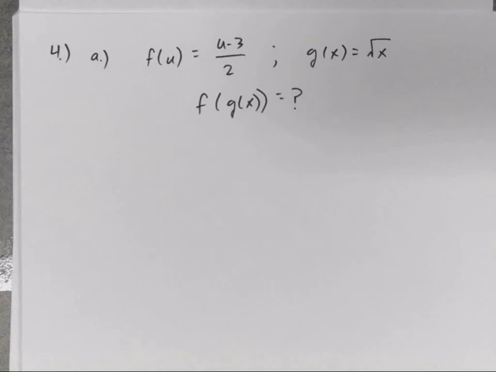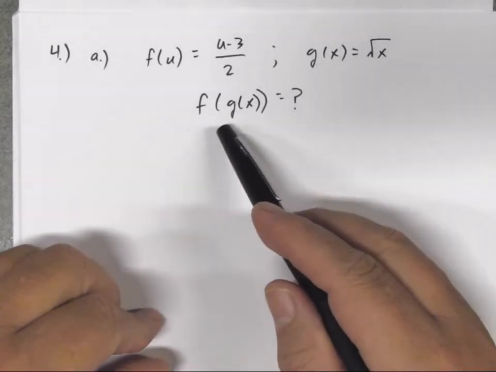Okay, now we're going to start with problem 4 on this test review. I went ahead and have written out part A of 4. This is where we're looking at composite functions. This is basically a composite function f of g of x.